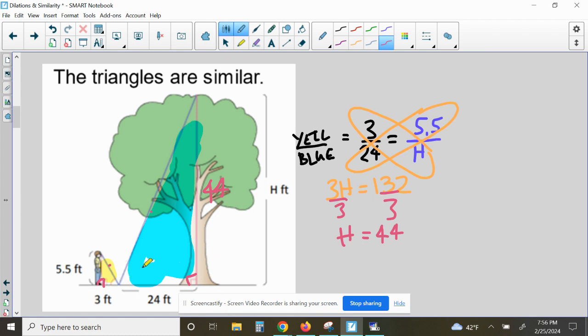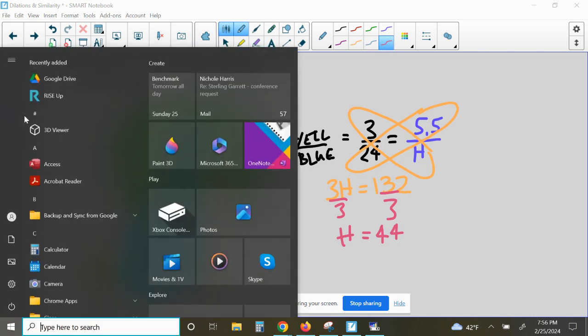Now, we could find these other measures because these are right triangles, so we could do Pythagorean theorem if we needed to get more. But it looks like we just need to find h. Okay, next picture.